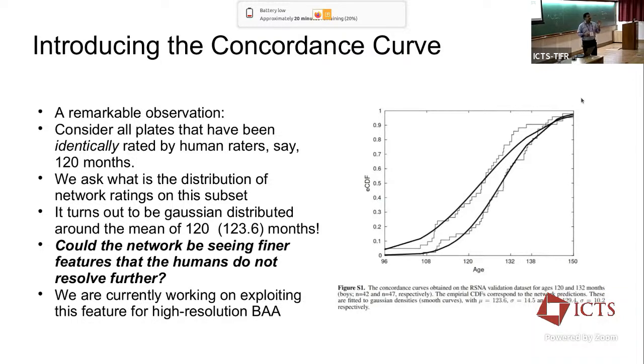This is a very intriguing line of analysis, and we are currently working on exploiting this for even higher resolution bone age assessment. Again, that's a story for later. This is currently being developed.